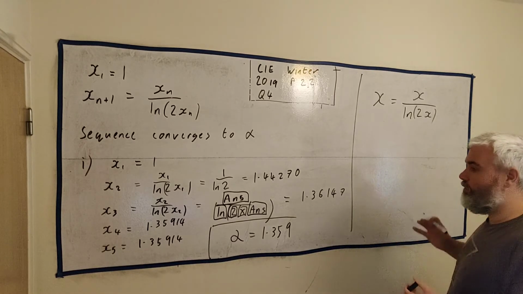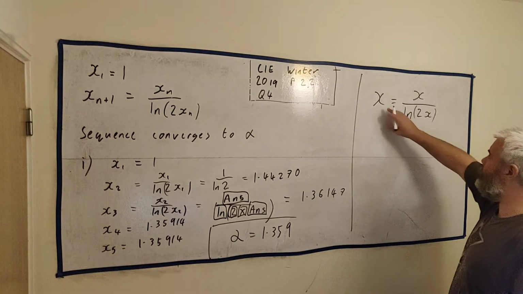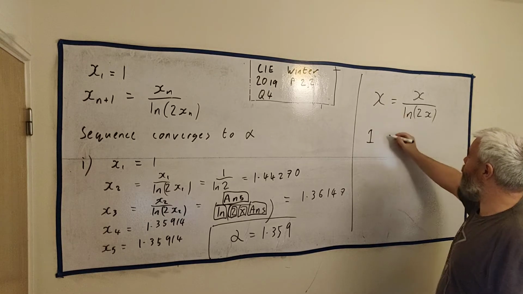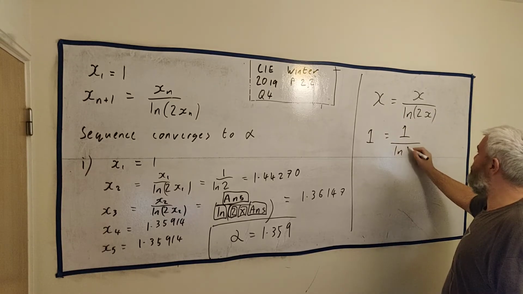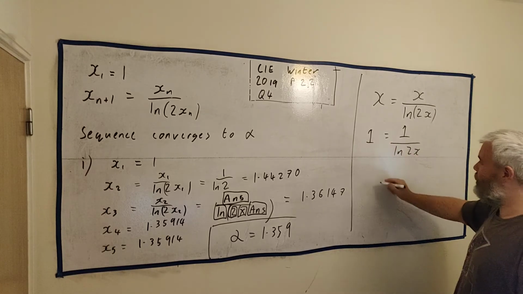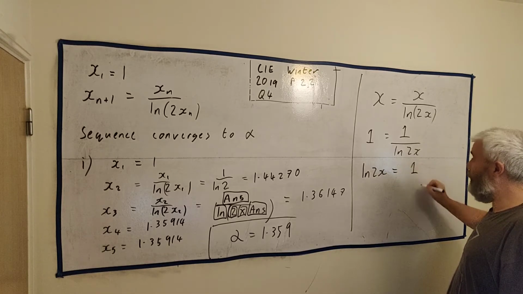Now, how do we solve this? We know alpha is not 0, so we don't need to worry too much about this. So we can divide both sides by x. So the left becomes 1 equals 1, and we still have natural log 2x here. Let's rearrange that. We'll multiply both sides by that. We get natural log 2x is equal to 1.